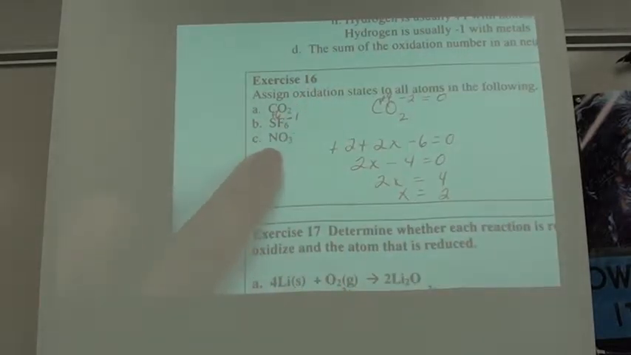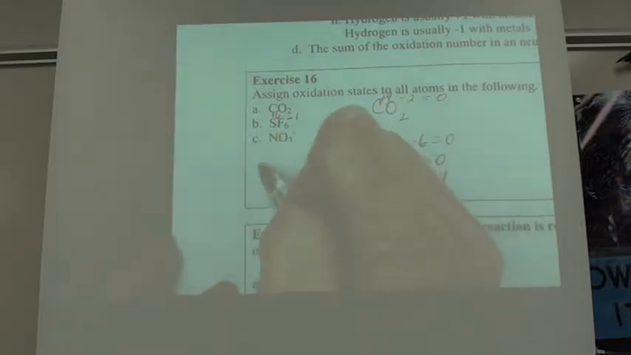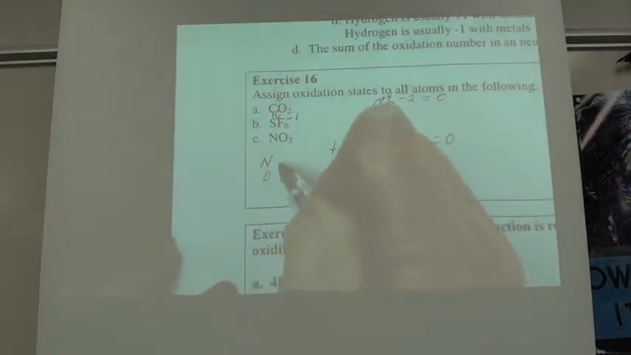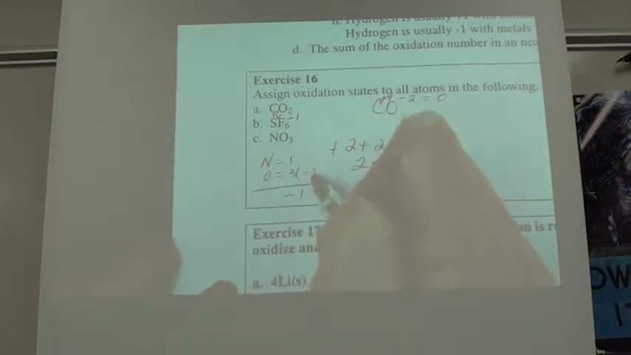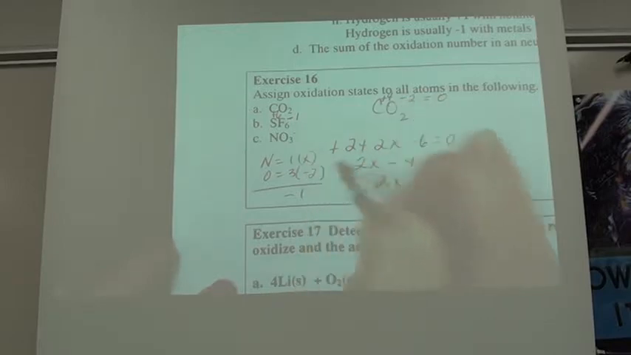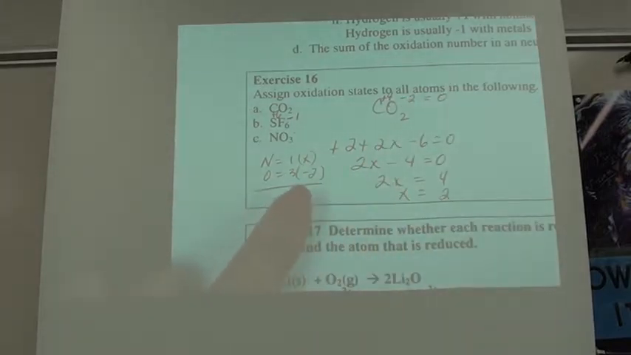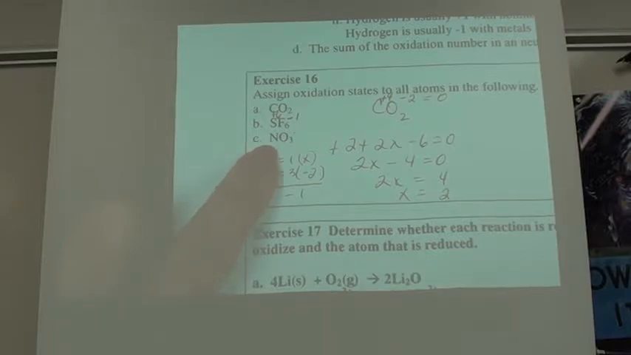The nitrate polyatomic ion has an overall charge of -1. So if you were going to do your algebra method here, you'd have to remember that it would add up to -1. So the nitrogen would be +5, and the oxygen would be -2.